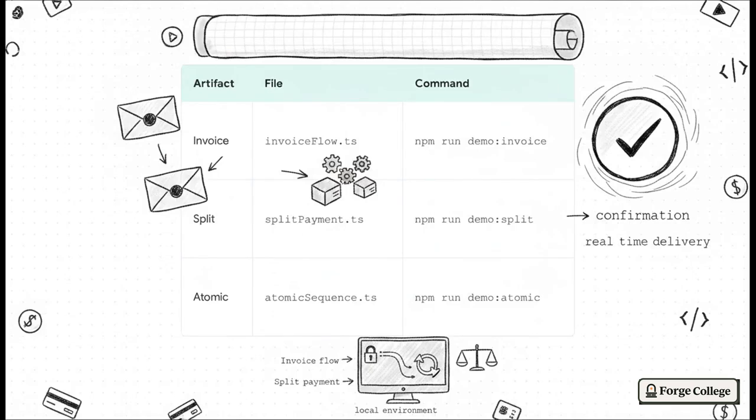And this brilliantly illustrates exactly how you can test this out for yourself. We've got a blueprint grid mapping our artifacts to exact files and commands. You can see the invoice flow, the split payment, and the atomic sequence modules mapped perfectly to their respective TypeScript files and npm run commands. You can literally run these demo scripts right in your local environment, acting as your very own validator, to see these envelopes being sealed, delivered, and confirmed in real time. It's a real game changer for understanding the flow.